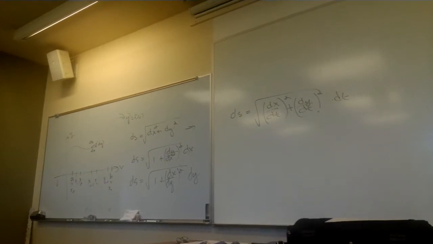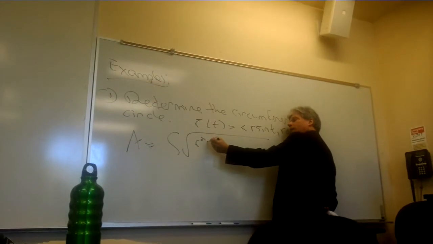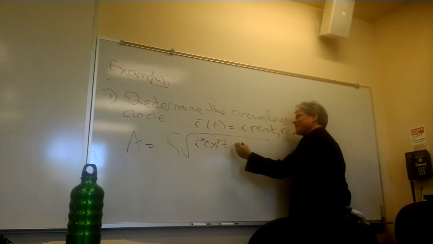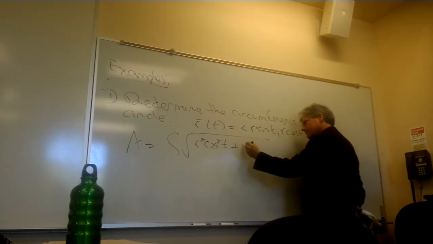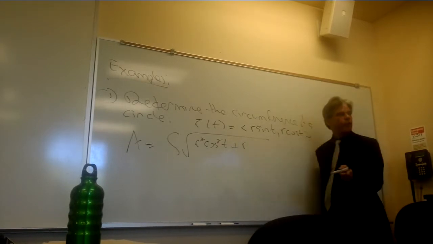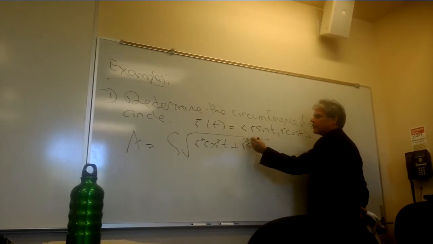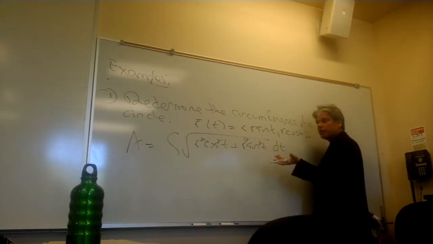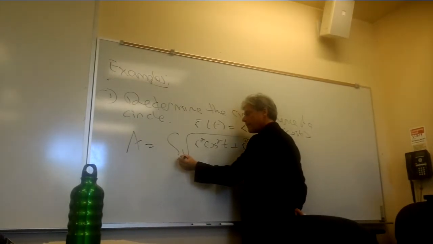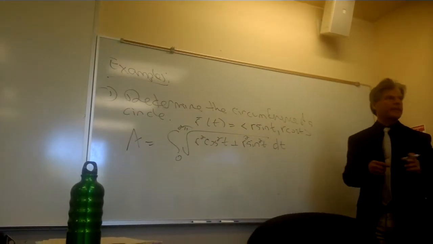R squared sine squared t, plus r squared cosine squared t. Negative r sine of t quantity squared, but when I square it, I get rid of the negative sign. I'm integrating with respect to t, but tell me what my bounds are. 0 to 2 pi, because t is really representing an angle.